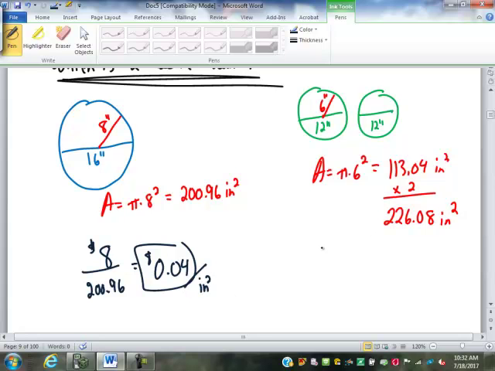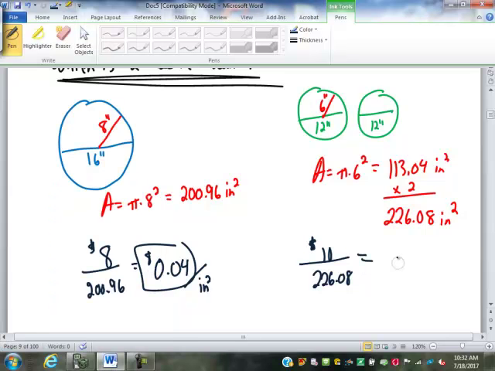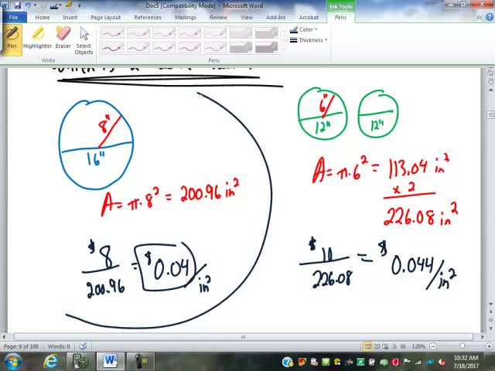Over here, we're going to take $10 divided by 226.08. That sounds right. 0.044, which is 4.4 cents per square inch. Remember, this was 3.99 cents. This is 4.4. So this is the better deal.